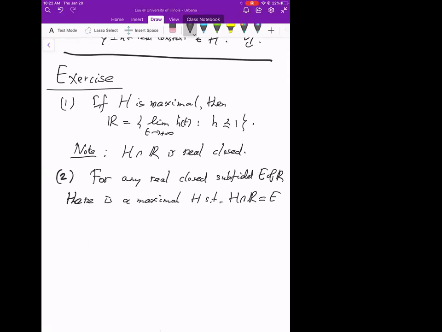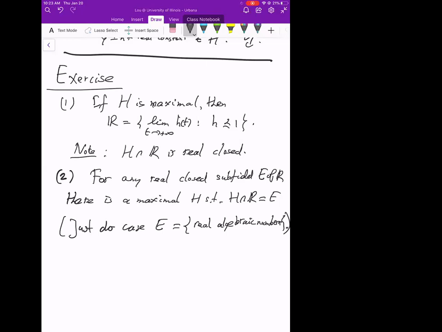For the students, I'd be happy if you just did it for E, the field of real algebraic numbers, in a way that makes it clear that the proof works for any E. This is the smallest real closed subfield of R: all the complex algebraic numbers that happen to be real, the real algebraic numbers.